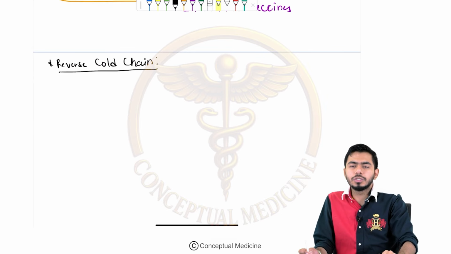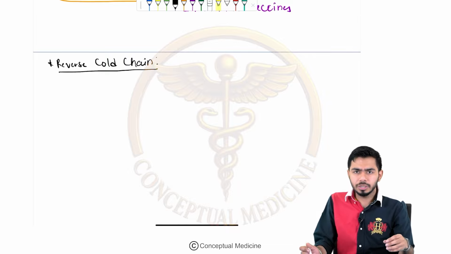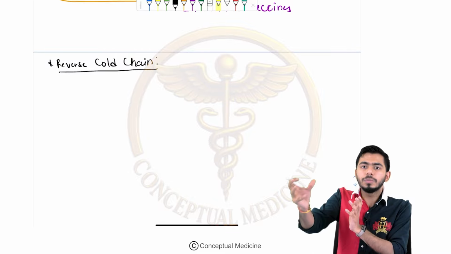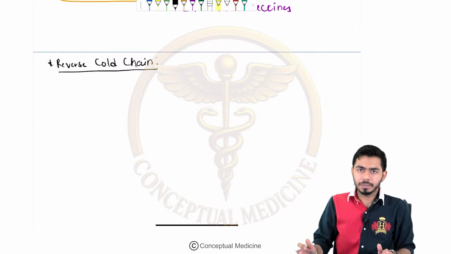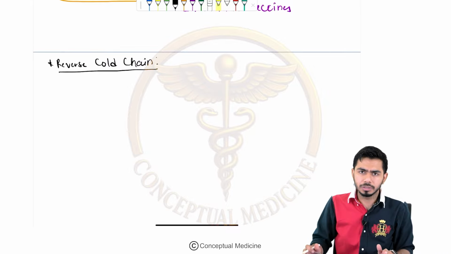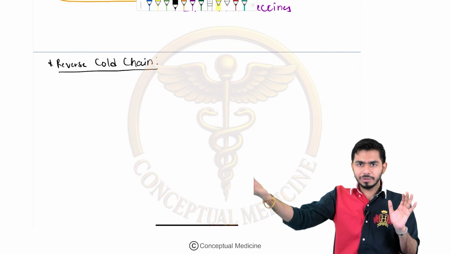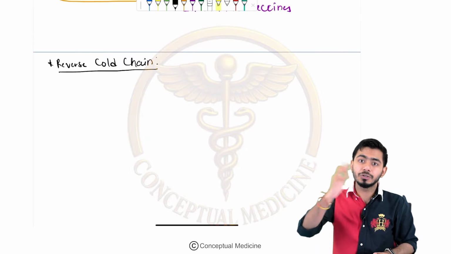If we talk about the reverse cold chain, in the cold chain we have the vaccines, we are storing them and transporting them to the people, so that we can administer them to the people, whether in the camp or in the hospital, right? Now from the patient side, if the patient returns something to you, then it will be called a reverse cold chain.